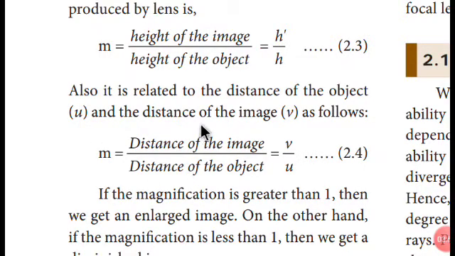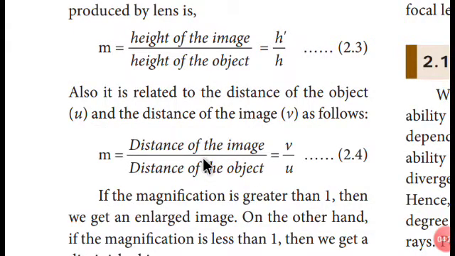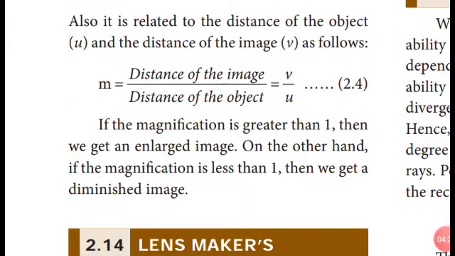Since we have two formulae for a mirror also, mirror's magnification is equal to hi by ho, which is also equal to, I think, minus v by u. That's for mirror, and for lens there will be no minus, it will be plus v by u. That's all. Magnification is equal to distance of the image divided by distance of the object, which is equal to v by u, which is also equal to h dash by h, which is equal to height of the image by height of the object. And here you need to use sign convention or you'll be getting wrong answers.